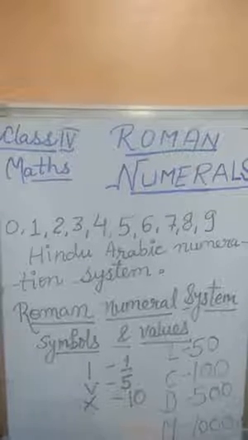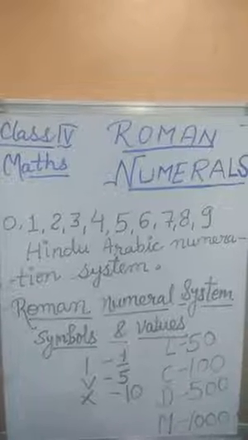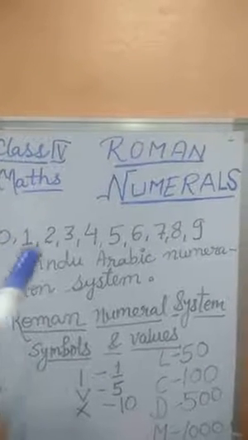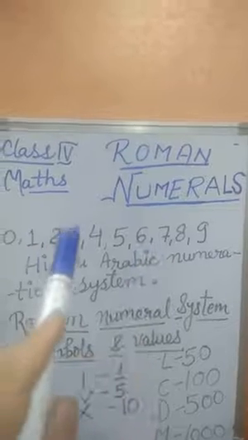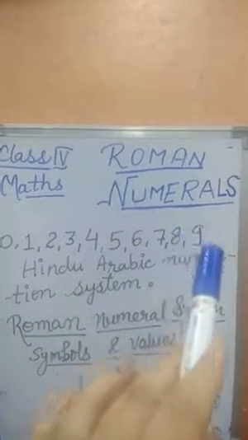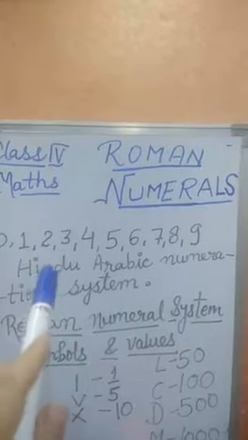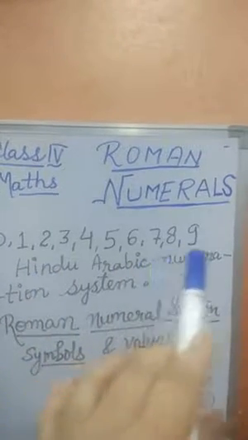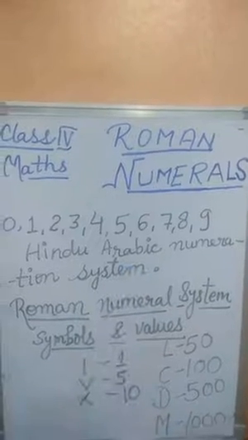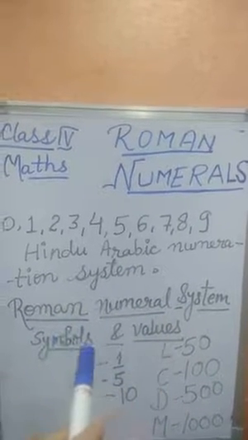Today I am going to teach you maths of class 4th, Roman numerals. So, let's start. Here it is written 0, 1, 2, 3, 4, 5, 6, 7, 8, 9. So, these numerals are the Hindu Arabic numeration system. Okay? Now, let's study about the Roman numeral system.